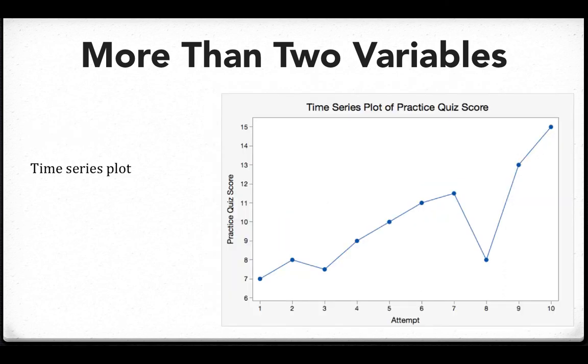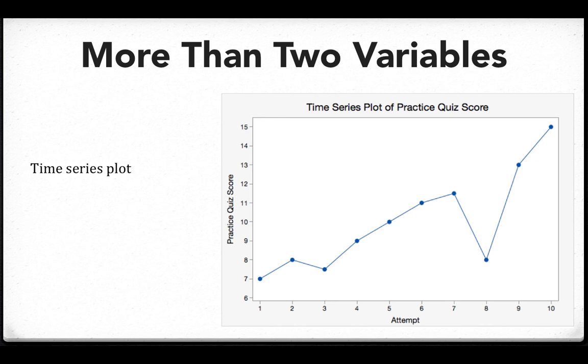The online notes and textbook also show you a time series plot. Here we have a time series plot for one student concerning their practice quiz scores over a series of 10 consecutive attempts. So for the practice quizzes, students are allowed to take it an unlimited number of times. Only their highest grade will count. So many students will continue to take the practice quiz until they get a perfect 15 out of 15. So this plot is showing how that student's score increased over time. On their first attempt, they started with a 7, and then by their 10th attempt, they had a perfect 15 out of 15.